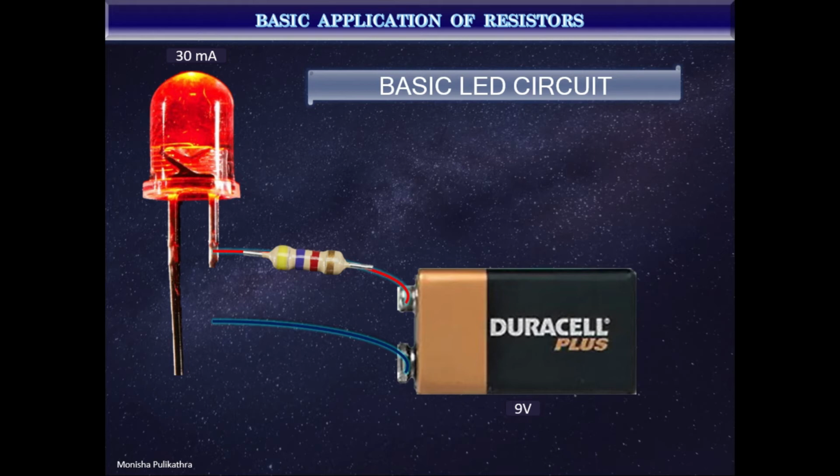Now if we connect the negative side of the battery to the LED, the circuit emits a nice red light like this. So there are numerous applications and purposes of a resistor. One such is the application which I have just explained to you.